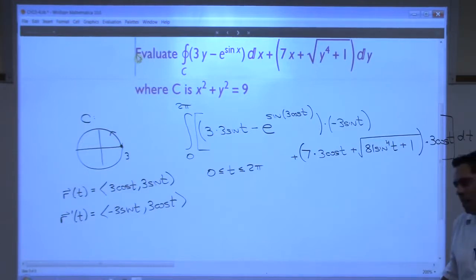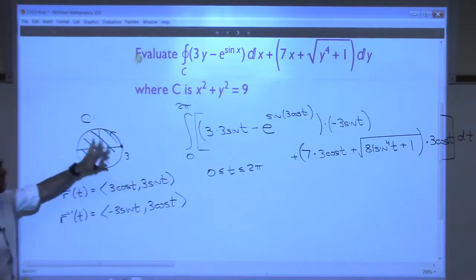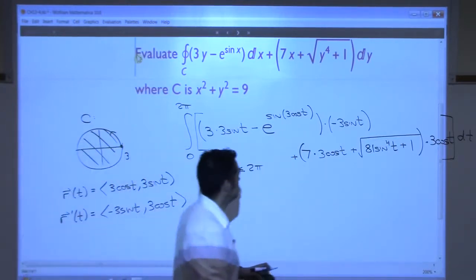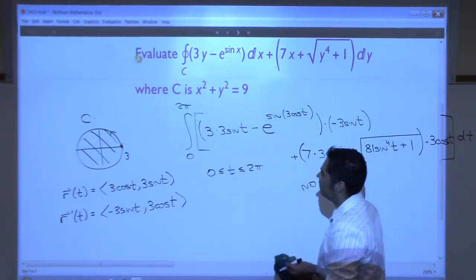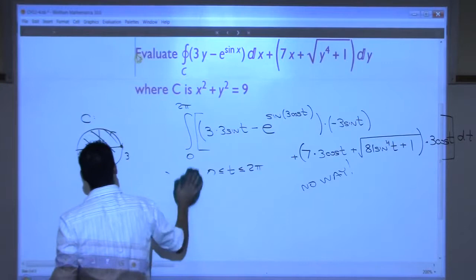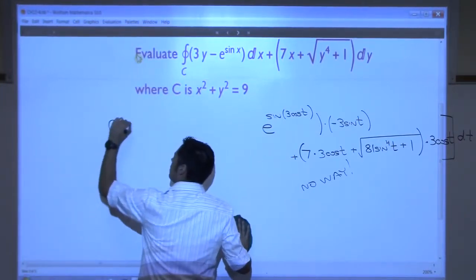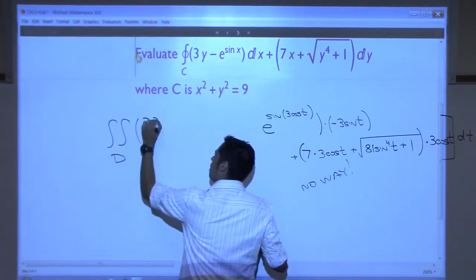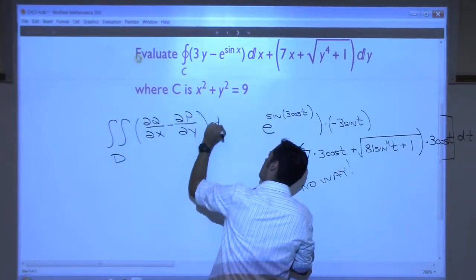So this is where we go, maybe not. Because this is a nice closed curve. It encloses a nice region D. And maybe it'd be easier if we actually use Green's theorem. So we're just going to go like no way here, right? No way. I'm not trying. So using Green's theorem, all I need to be able to do is convert this to the double integral over the region that it's enclosing of the partial of q with respect to x minus the partial of p with respect to y with respect to area.